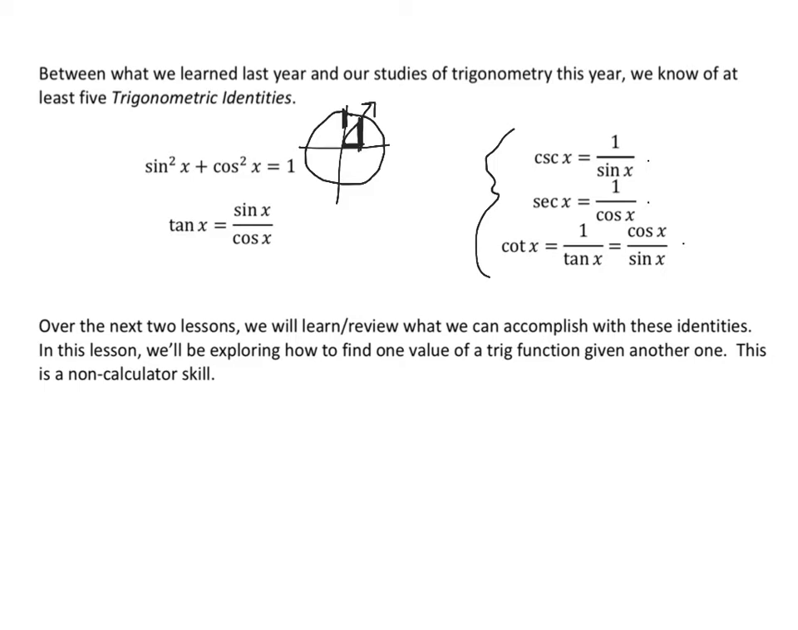So over these next 2 lessons, we're going to learn and review what we can accomplish with these identities. In this lesson in particular, the skill that we're going to be developing is how can we find one trig function if we're given another one. So if I tell you what the sine of an angle is, can you tell me what the tangent is? If I tell you what the cotangent is, can you tell me what the secant is? And we're going to do all of that by using trigonometric identities. So that's our goal today. That's the thing that you're going to have learned by the end of this lesson.